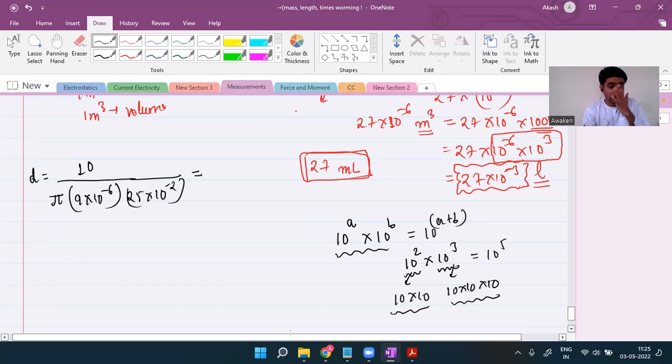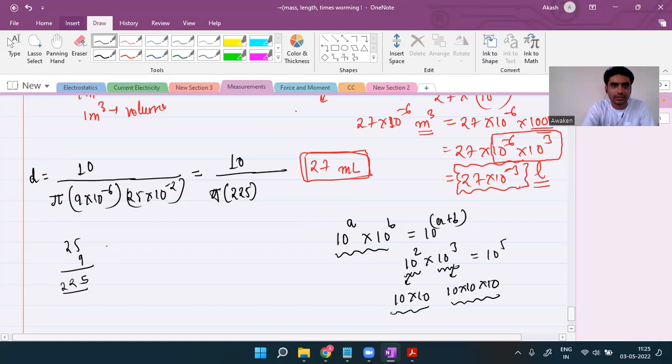Got it? So 10 to the power minus 6 times 10 to the power minus 2 is 10 to the power minus 6 plus minus 2, so 10 to the power minus 8. Now what we are getting is 10 by pi, and 25 nines are 225. You can do 25 nines like that also. And further, it's 10 to the power minus 8 here.